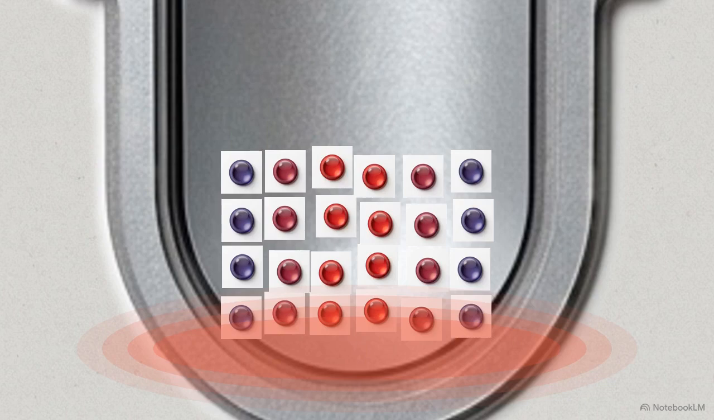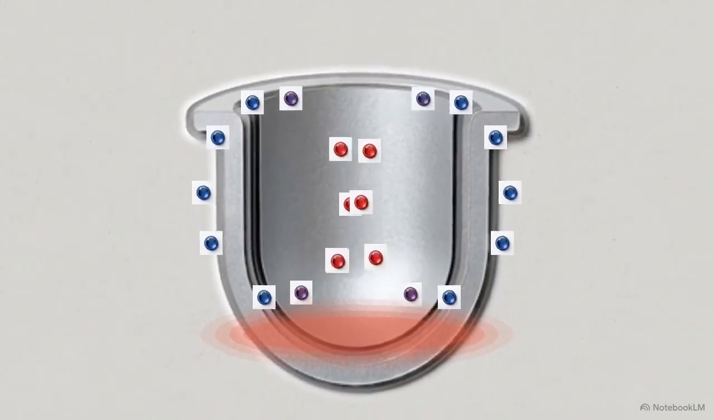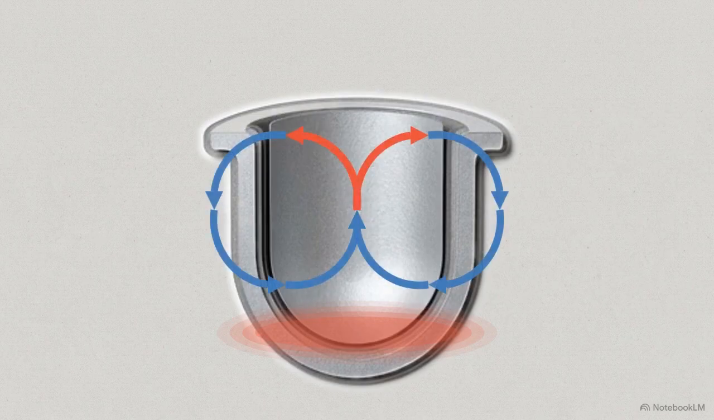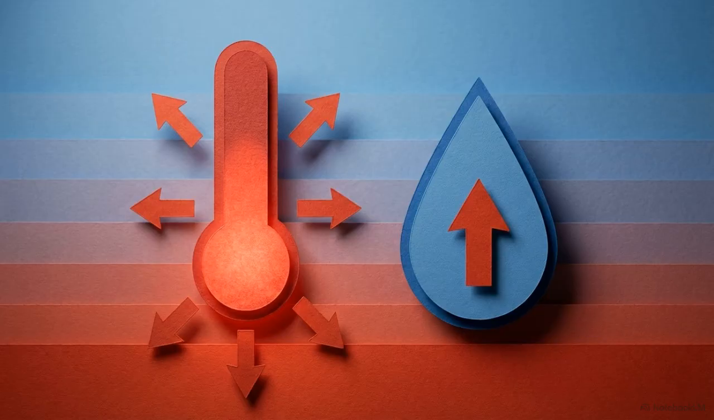Zooming back out, you get this continuous cycle. Hot fluid pushing up the middle, cold fluid sliding down the edges. This is a convection current. We often hear that heat rises, but heat itself doesn't have a direction. Hot fluids rise because these density differences force them upward.